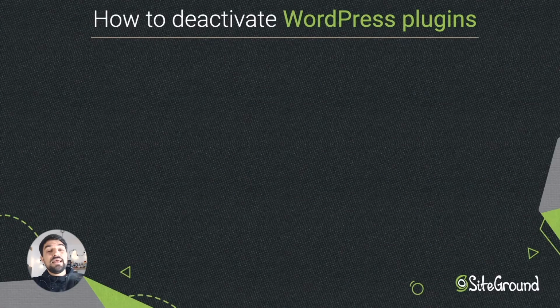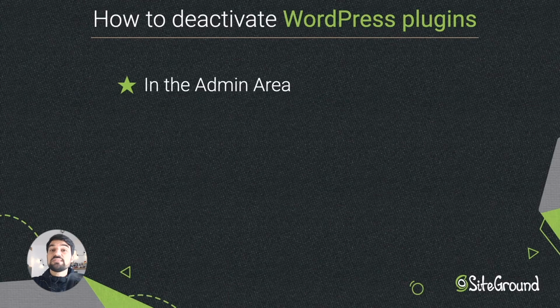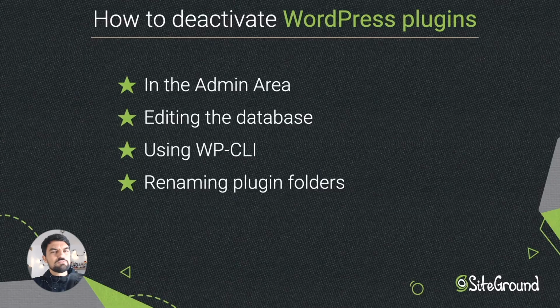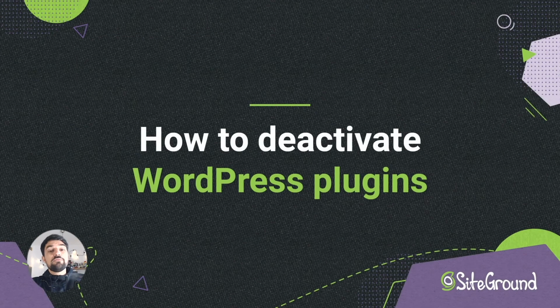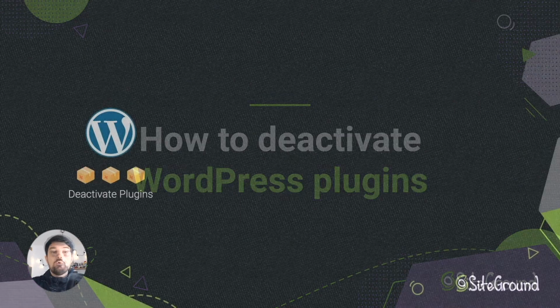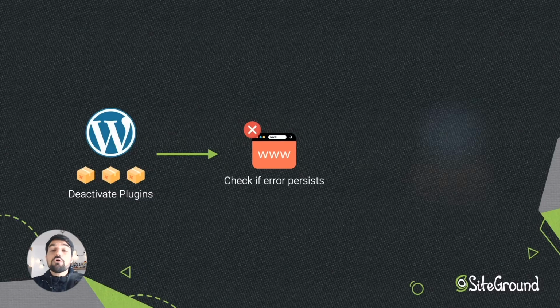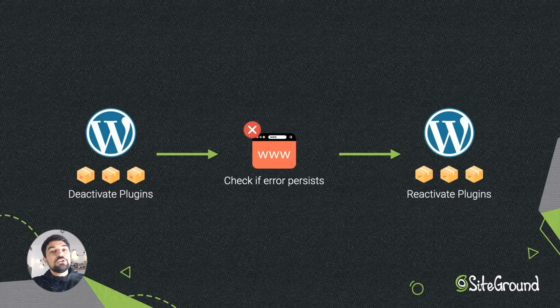There are four ways to deactivate WordPress plugins: in the WordPress admin area, editing the database, using WP CLI, or renaming the folders but as a last resort. Each one of these techniques has its own steps to follow. That's why I recommend you to watch the video How to Deactivate Plugins in WordPress, clicking in the card in the upper right corner, or you can also find the link in the description of this video. Once you have deactivated all the plugins, check if the error persists. Otherwise, activate them back and search for new solutions.